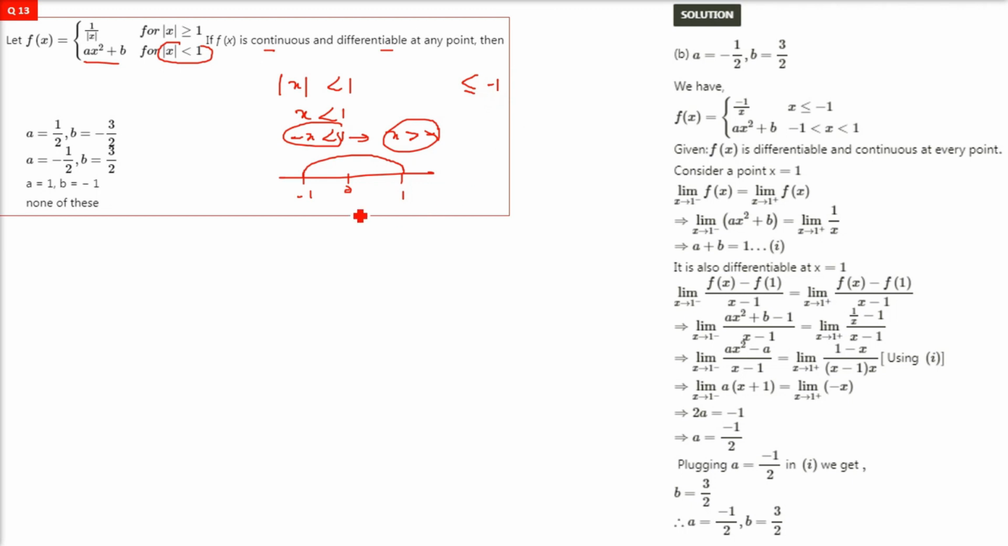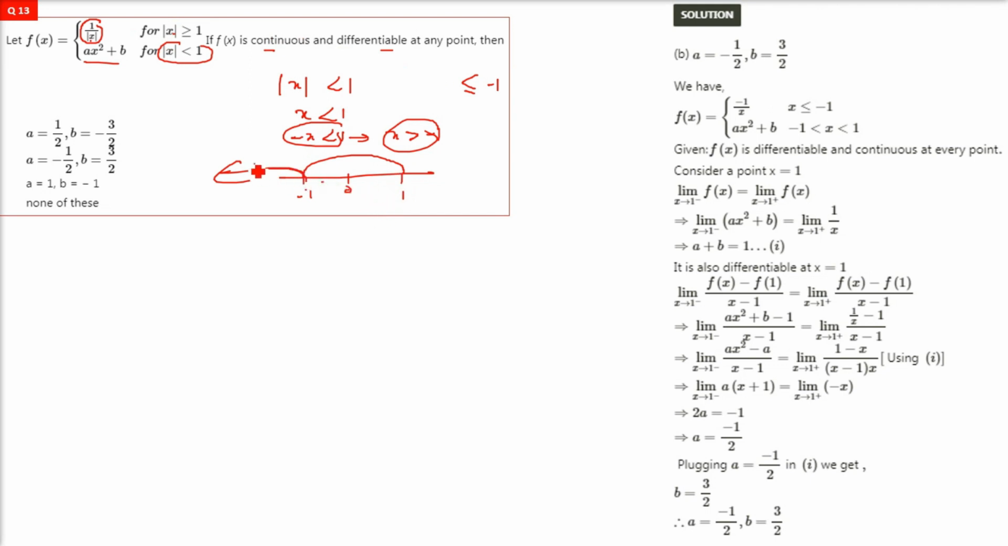Now you are talking about modulus x greater than or equal to 1. It means you are talking about values which are less than or equal to negative 1, and also greater than or equal to 1. Same thing we have done for modulus x less than 1, you can also do for modulus x greater than or equal to 1. Modulus x greater than or equal to 1 means x greater than or equal to 1 or negative x greater than or equal to 1. And that will give you x is either less than or equal to minus 1 or x is greater than or equal to 1. For x greater than or equal to 1, you will get 1 by x. For x less than or equal to negative 1, you will get negative 1 by x.